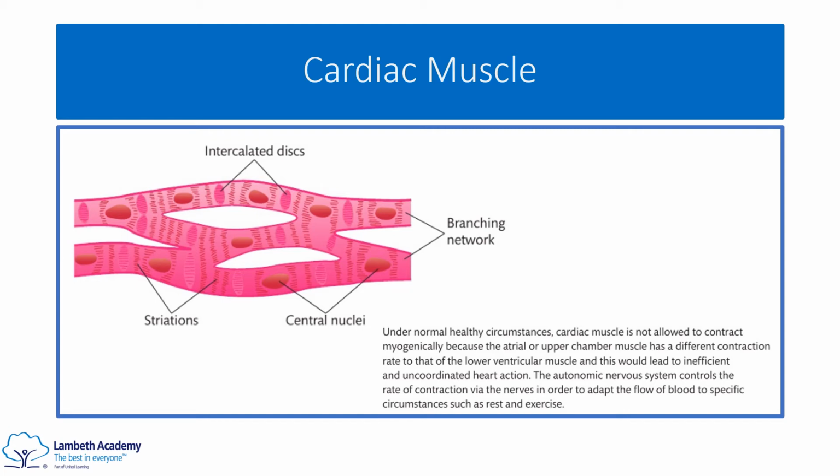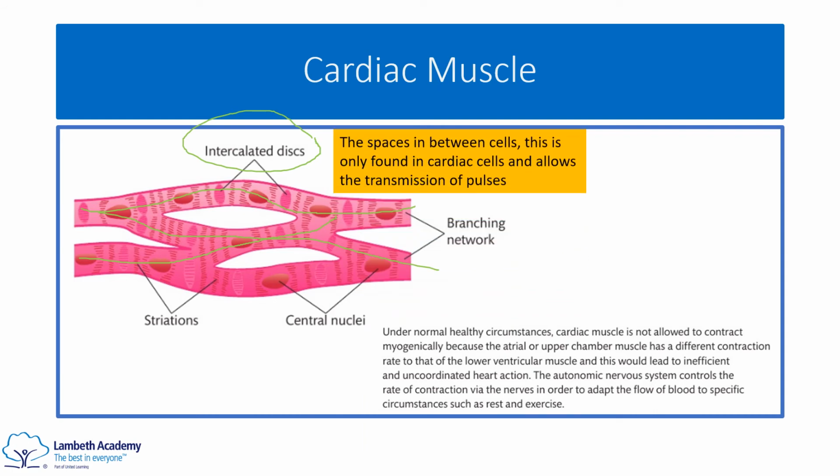There is like a branching network, so that means that we can see that the structure kind of interlaces with each other into branches. So I can connect this all the way up because it creates, like I've already said, a branch-like system. And we can see that we've got intercalated discs. Now an intercalated disc is a space that's found in between the cells, and these are here because they allow for the cardiac cells to transmit pulses.